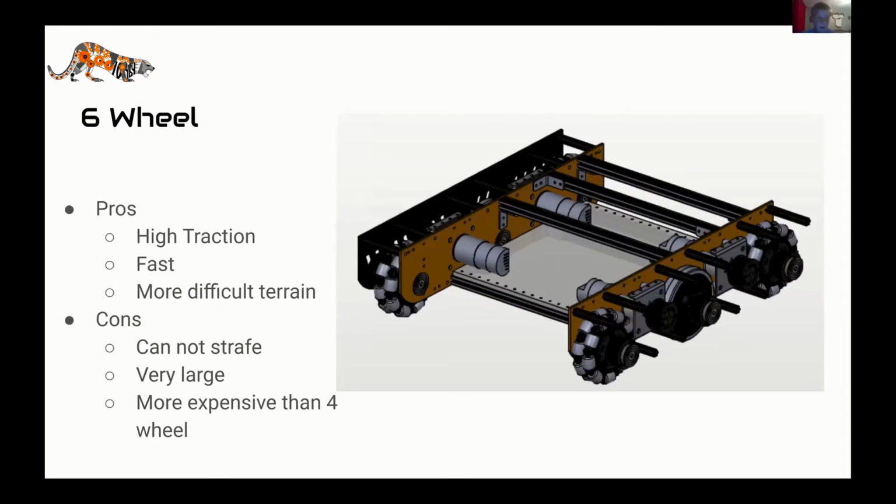Another variation of a drivetrain is the six wheel. It's pretty similar to the four wheel. Things it can do better is it can climb up some obstacles better, especially if your two wheels on the outside are not close together. And it's pretty much the same amount of speed. Some cons are it's larger, it's more expensive because you have the two extra wheels, and it cannot strafe, unlike the four-wheel drivetrain.